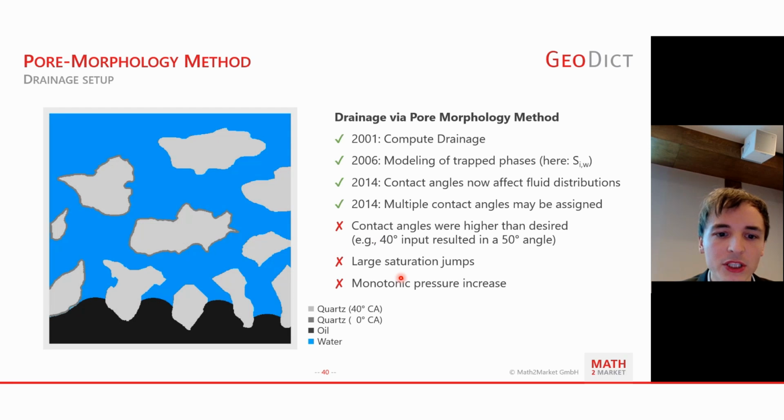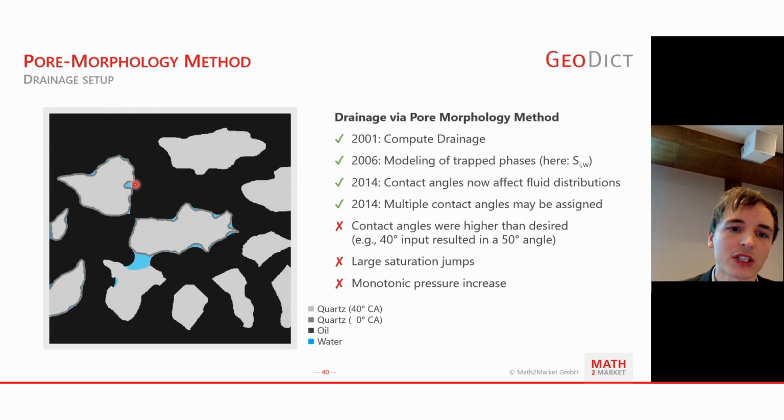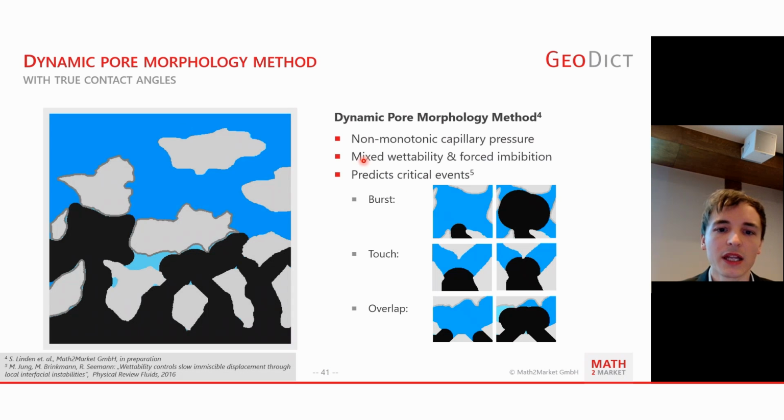And if you run a simulation like that, it would look like this. You increase the pressure even further, and at a certain point, you have these large saturation jumps that completely saturate your structure on top. And that is what the dynamic pore morphology method was invented for.